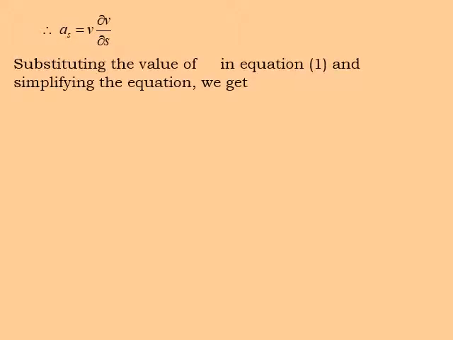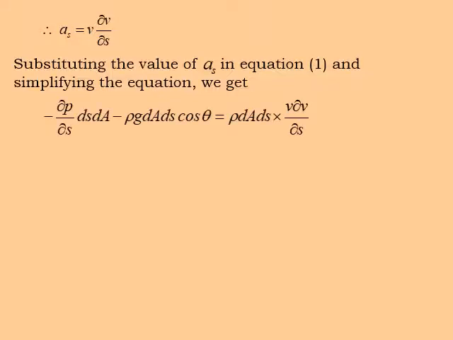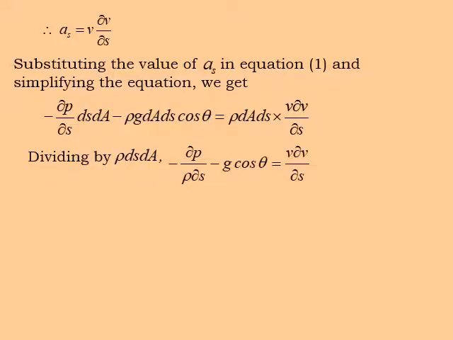Substituting the value of A of S in equation number 1 and simplifying, after simplification we get minus dou P by dou S dS dA minus rho g dA dS cos theta is equal to density rho into dA into dS into V dou V by dou S. Then dividing by rho dS dA, minus dou P by rho dou S minus g cos theta is equal to V dou V by dou S, or dou P by rho dou S plus g cos theta plus V dou V by dou S is equal to 0.